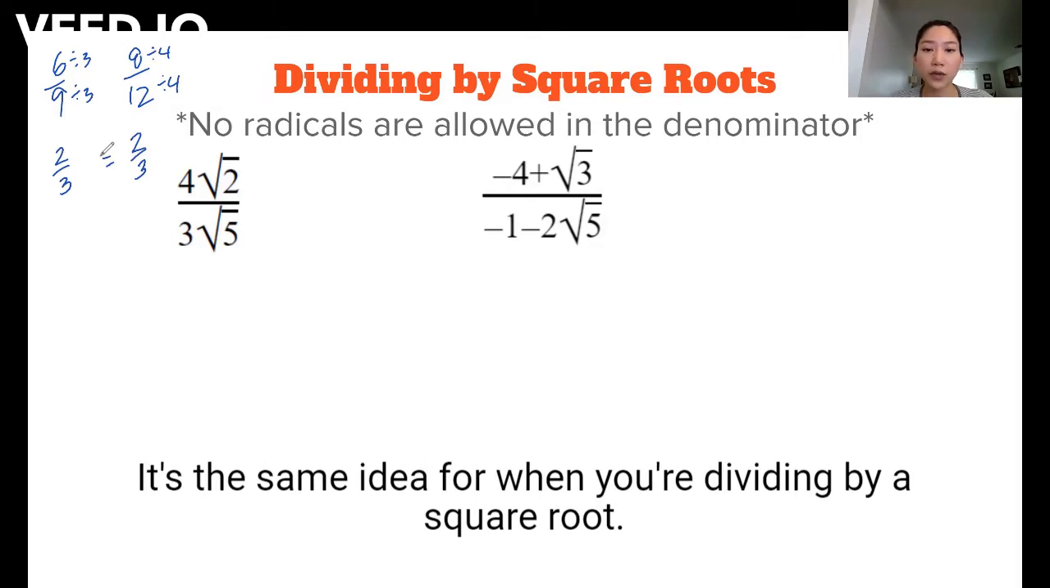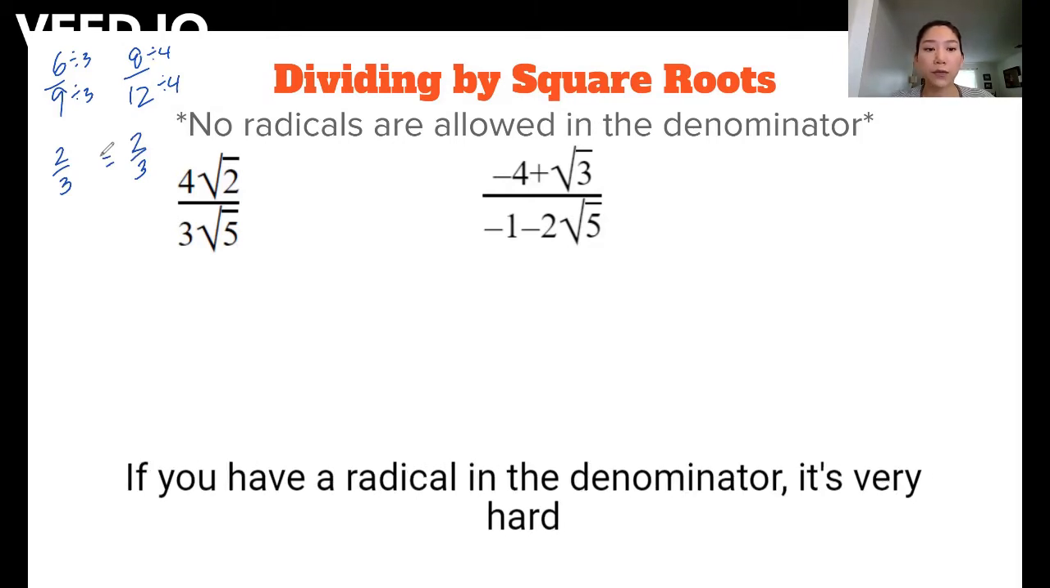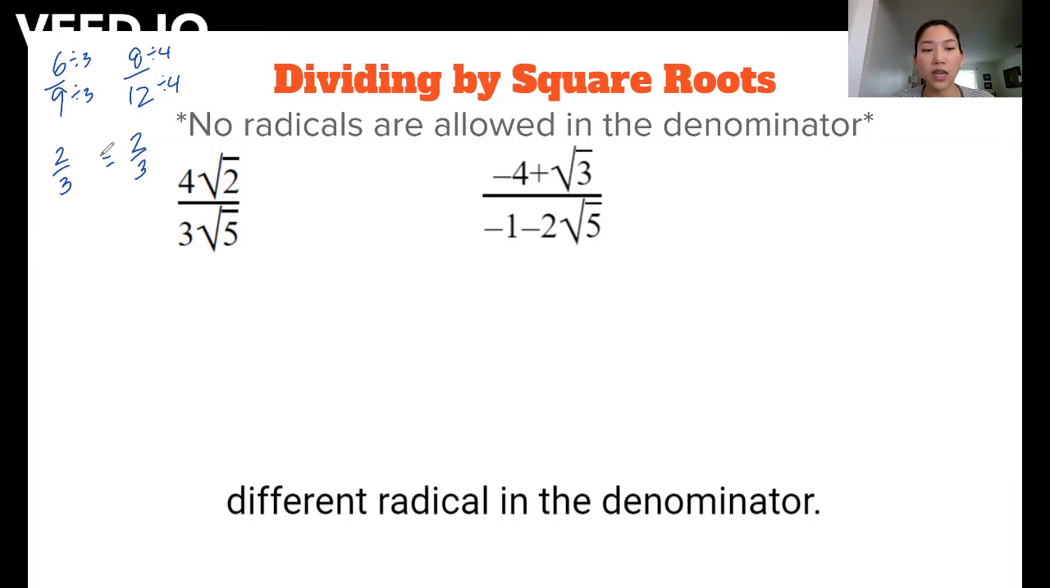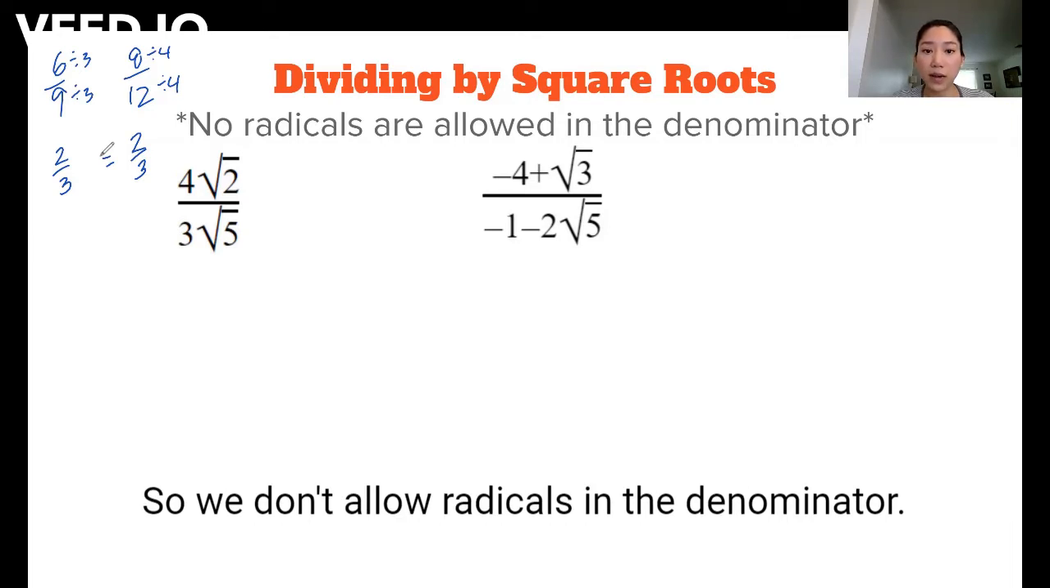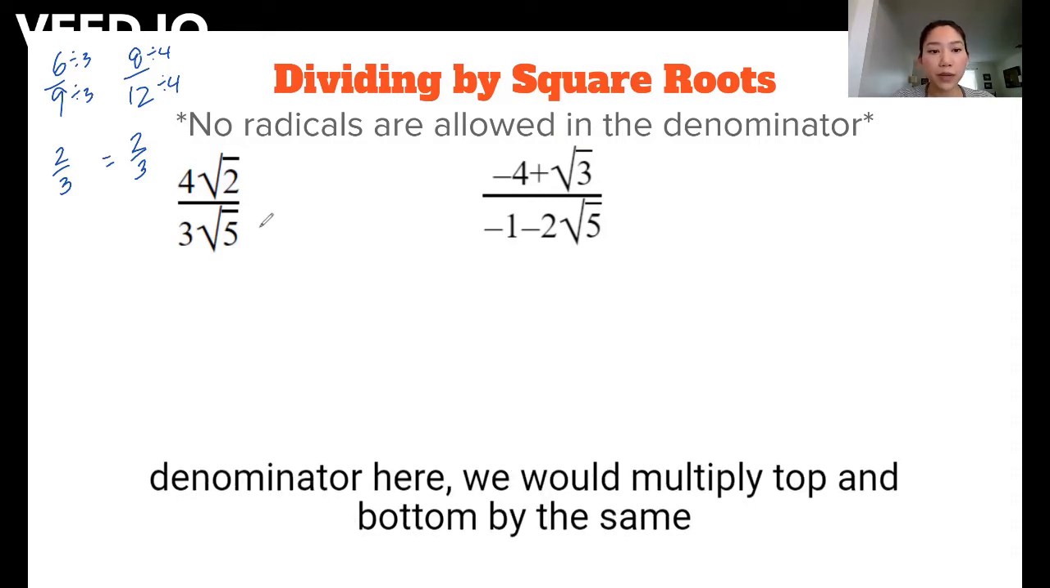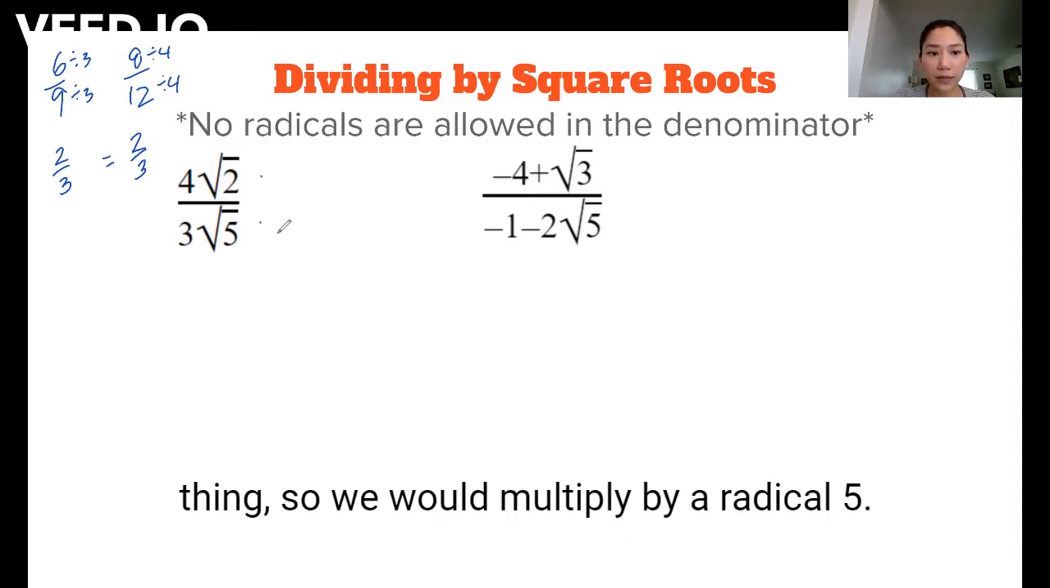It's the same idea for when you're dividing by square root. If you have a radical in the denominator, it's very hard to tell if it's equivalent to another fraction with a different radical in the denominator. So we don't allow radicals in the denominator. So to get rid of, for our example, a radical 5 in the denominator here, we would multiply top and bottom by the same thing. So we would multiply by a radical 5.